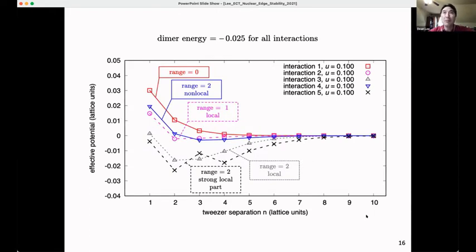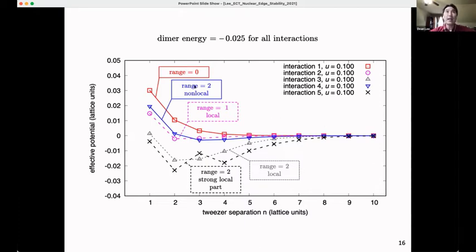So when we do that, we find something extremely interesting. We considered 5 different interactions, and the energy of the dimers for each case is minus 1/40, minus 0.025 in lattice units for all the interactions. But we see a great difference between the effective interaction between the dimers for the different interactions. So first of all, let's look at the first interaction where the range of the interaction is 0, they're point interactions. What we find is that the effective potential as a function of distance is repulsive. We get this repulsive behavior like this. Okay, this is actually universal. This is something you can prove. I'll show you in the next slide, in fact.